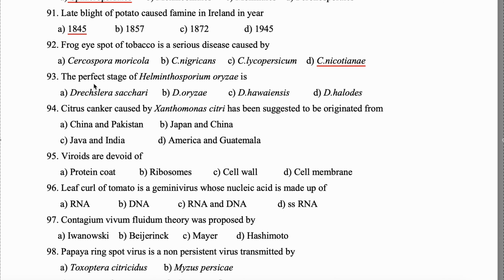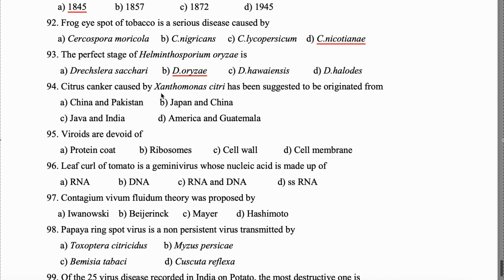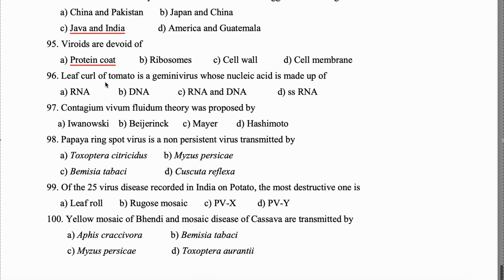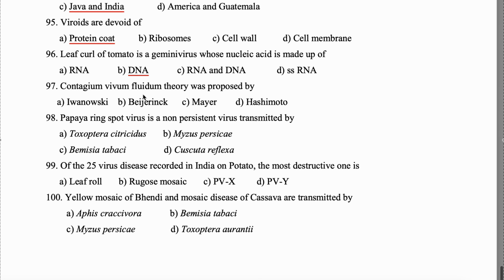Question 93. The perfect stage of Helminthosporium oryzae. It is Cochliobolus miyabeanus. 94. Citrus canker caused by Xanthomonas citri has been suggested to have originated from Java and India. 95. Viroids are devoid of protein coat. 96. Leaf curl of tomato is a Gemini virus whose nucleic acid is DNA. The genetic material of Gemini virus is what? Single-stranded DNA.